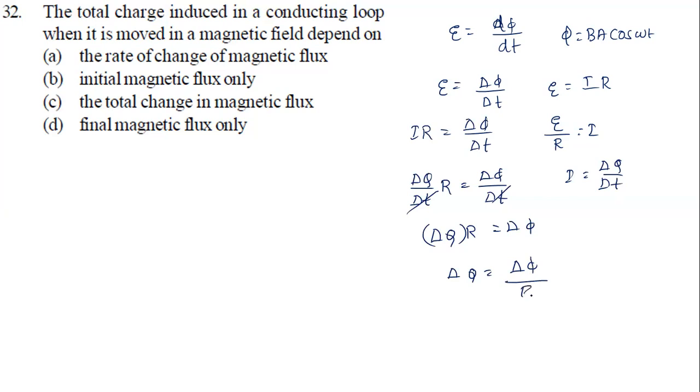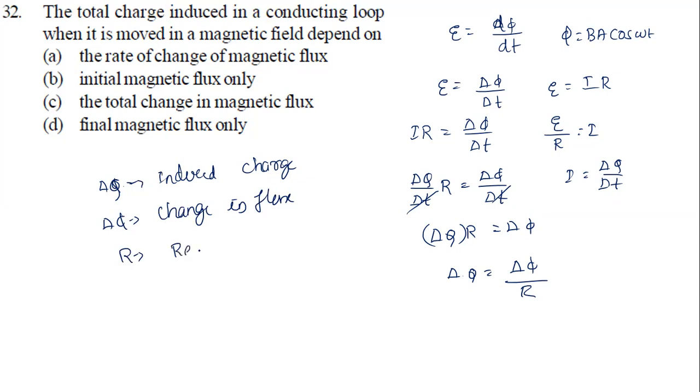Here delta Q indicates the induced charge, delta phi indicates the change in flux, and R indicates the resistance of the coil. So we got a new relation between these three factors.